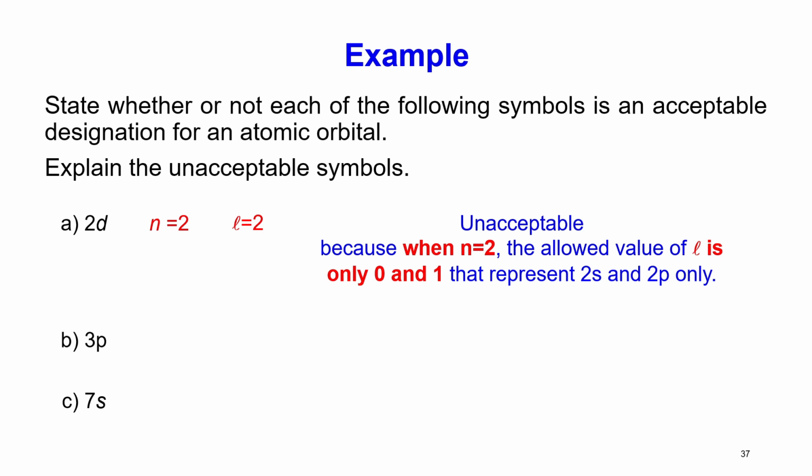Okay, 3p, when n is equal to 3, okay, L is equal to 1. So, acceptable. Kenapa? Because, okay, bila n is equal to 3, the possible value for L is 0, 1 and 2. Okay, 7s acceptable. Okay, 7s is acceptable, boleh diterima.